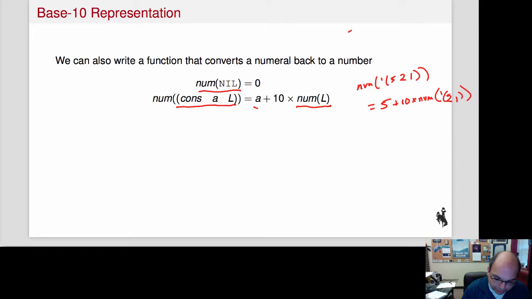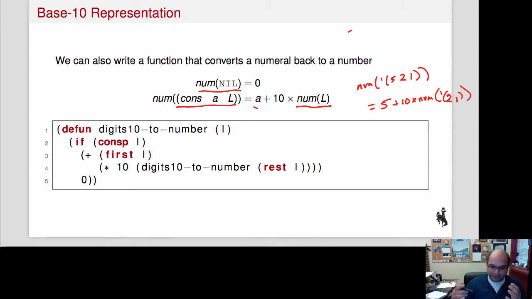So how do we actually write this function? Again, it's not terribly hard. We're just translating these equations. This is equation 1, this is equation 2. I need one if statement to be able to separate them, and the if statement is right here. What I'm checking is whether L, the incoming list, is an empty list or not. If it is an empty list, then I'm here.